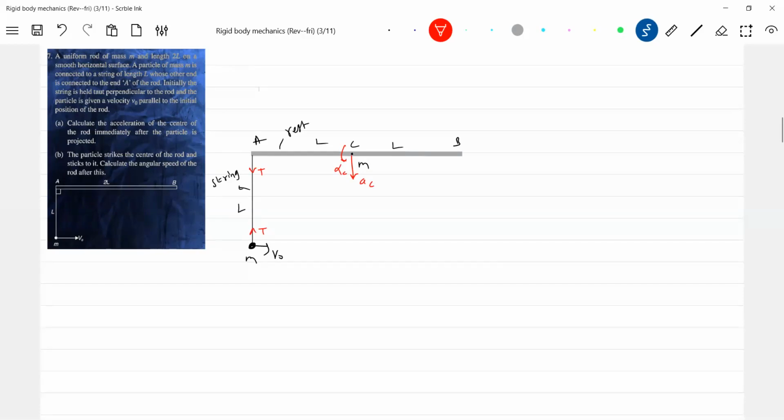What all equations are possible, we'll write them. T is equal to M A_C, T into L should be equal to... Any other forces that will be acting? So with respect to point A, pseudo force. Pseudo force, because we are now working with respect to point A, it will try to move the path like this.